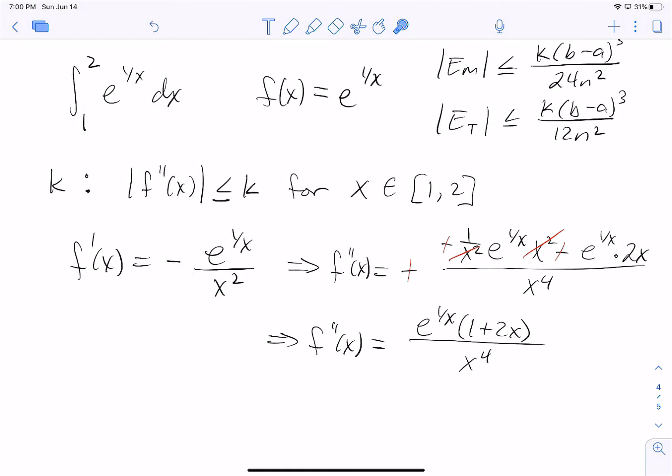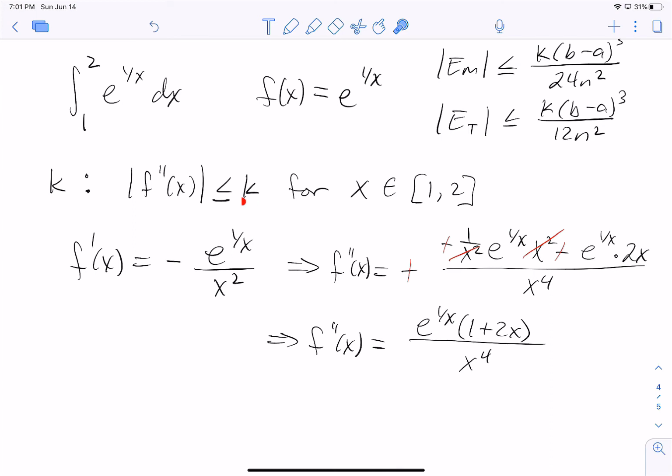For f double prime, we have to use the quotient rule, so I pulled the negative out front here, and then u prime, we already did that, it's the same value, v is x squared, minus u v prime. So we have negative of the quantity of negative 1 over x squared e to the 1 over x times x squared minus e to the 1 over x times 2x, all over x to the 4th. You'll notice that the negative distributes. The x squareds divide out in the first term of the numerator, and we have e to the 1 over x times the quantity of 1 plus 2x over x to the 4th.